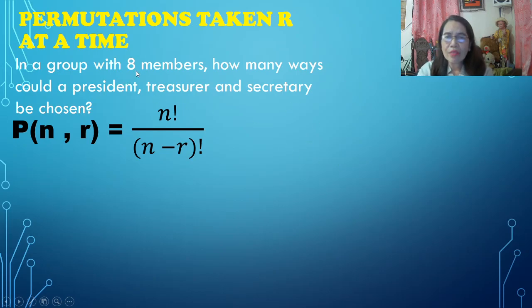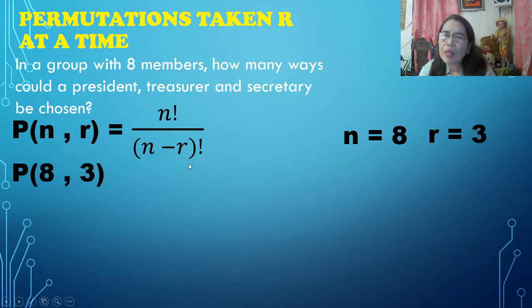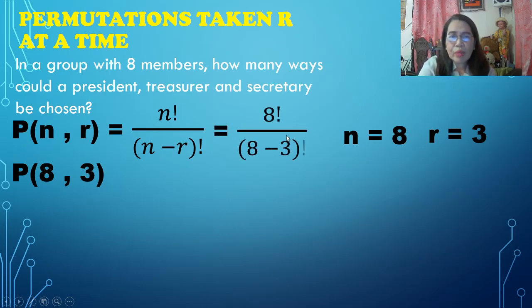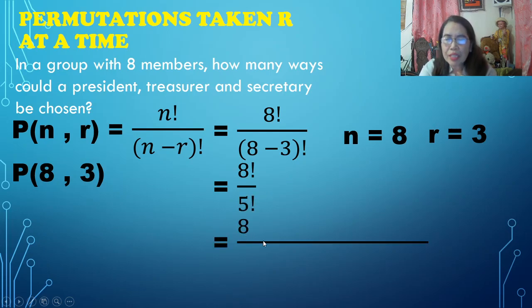So our n is, of course, 8. And our r is 3, because of 1 president, 2 treasurer, and 3 secretary. So by substitution, we will have P of 8 comma 3. And substituting in the formula, we have 8 factorial over 8 minus 3 factorial, which is equal to 8 factorial over 5 factorial. Expanding, we have this. And then the other one.